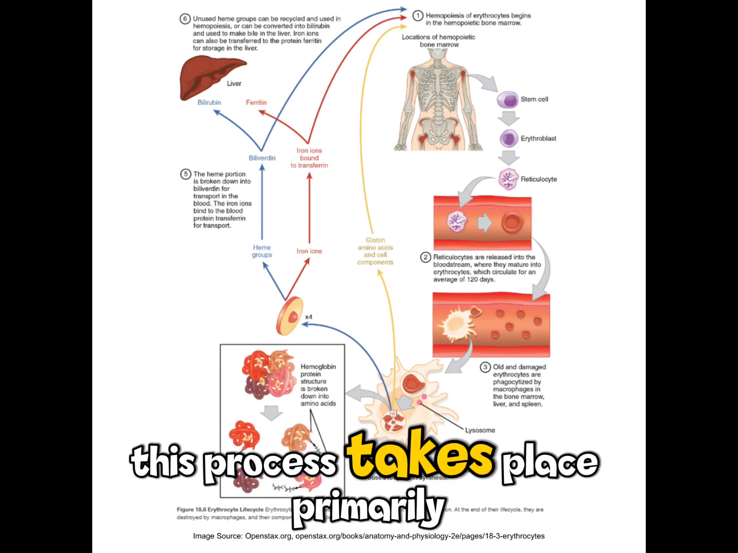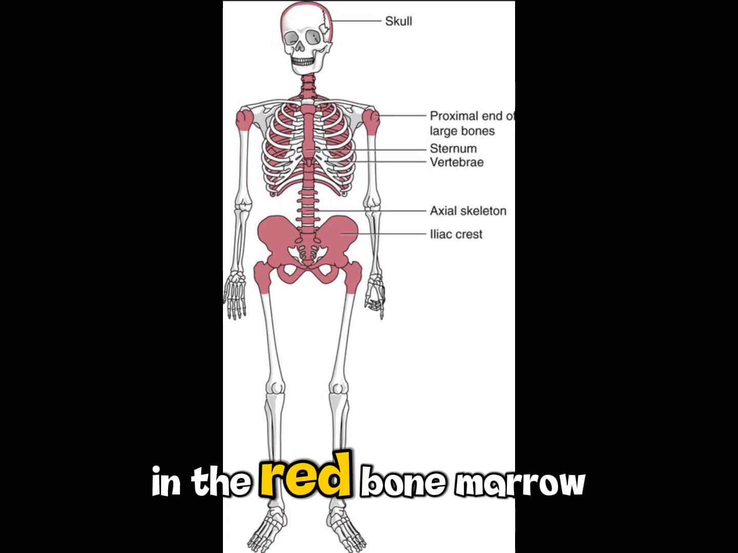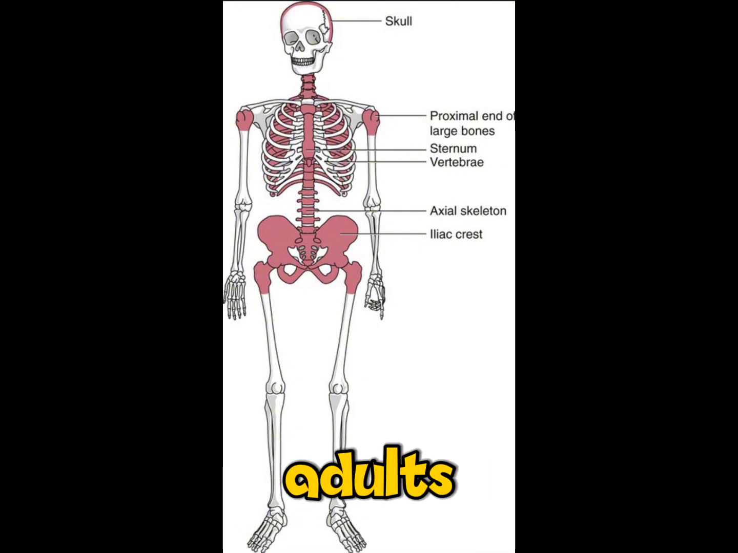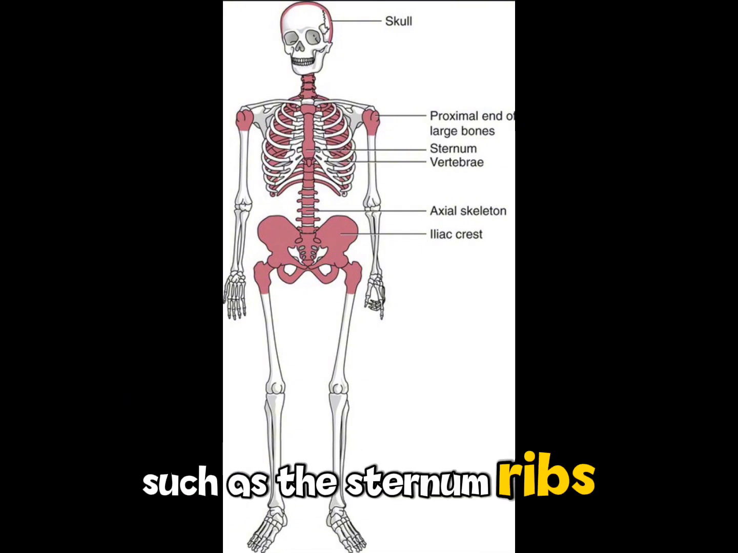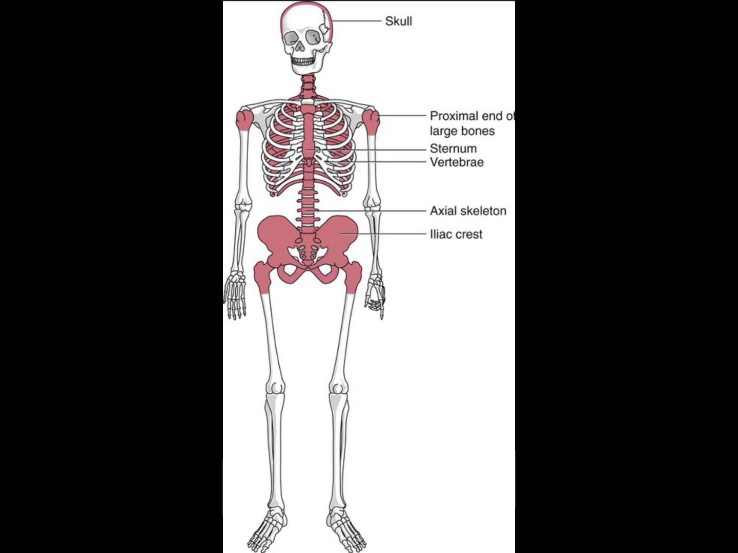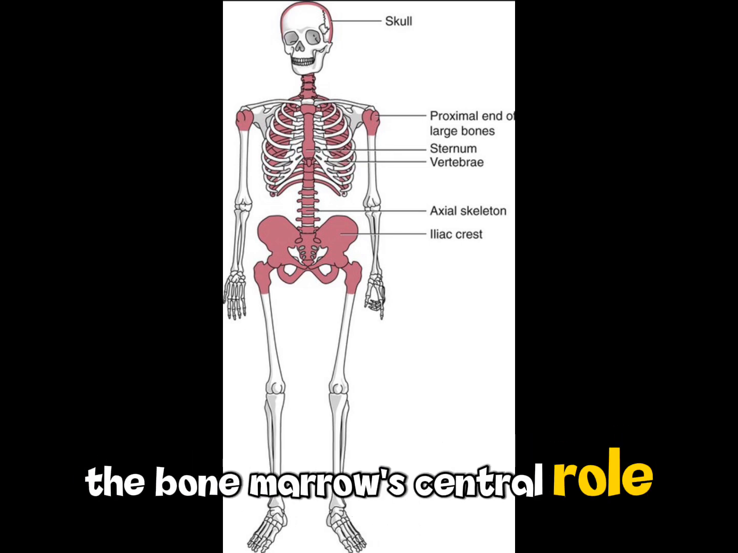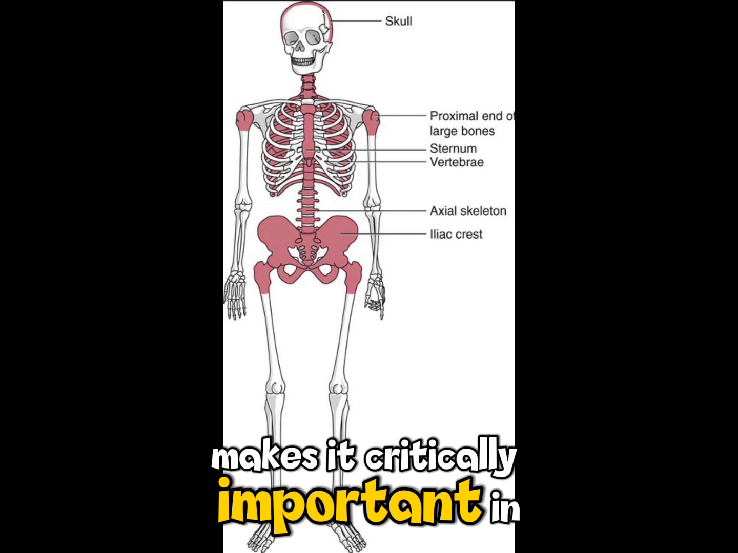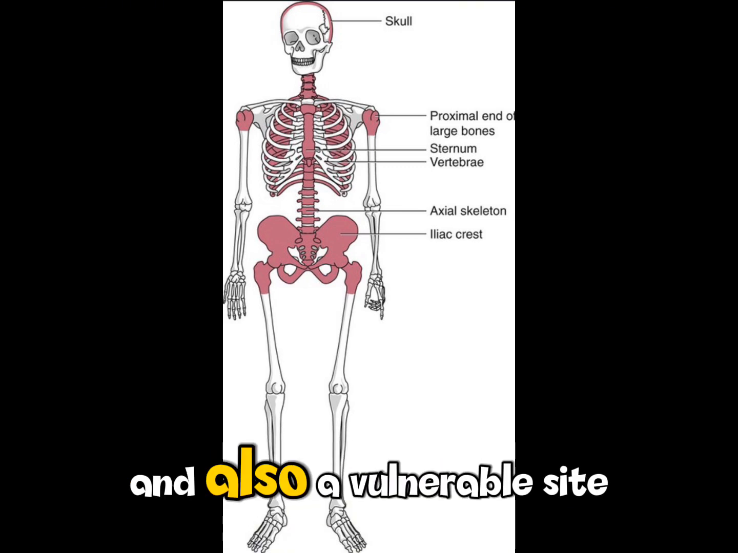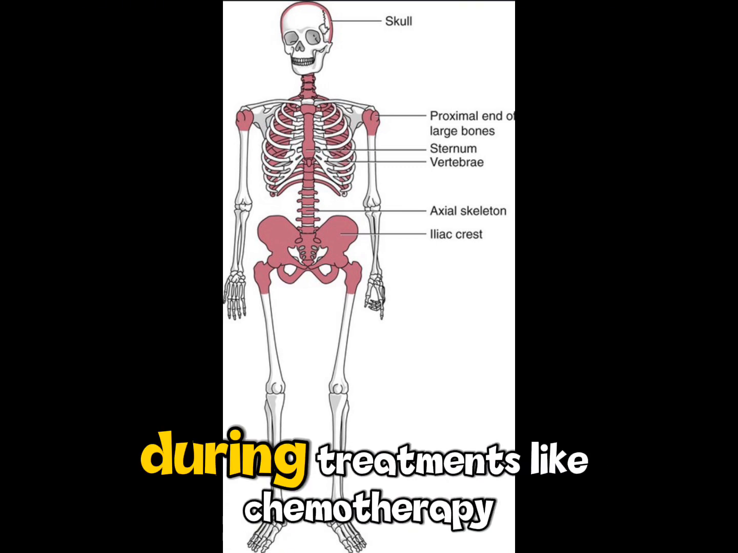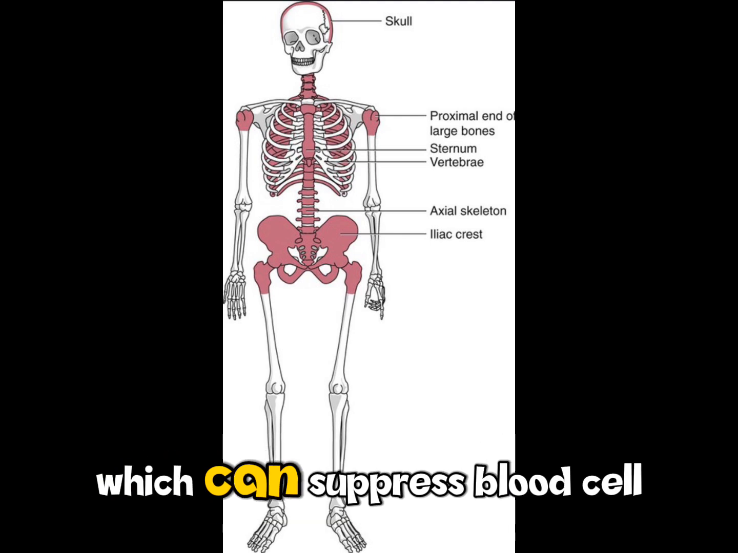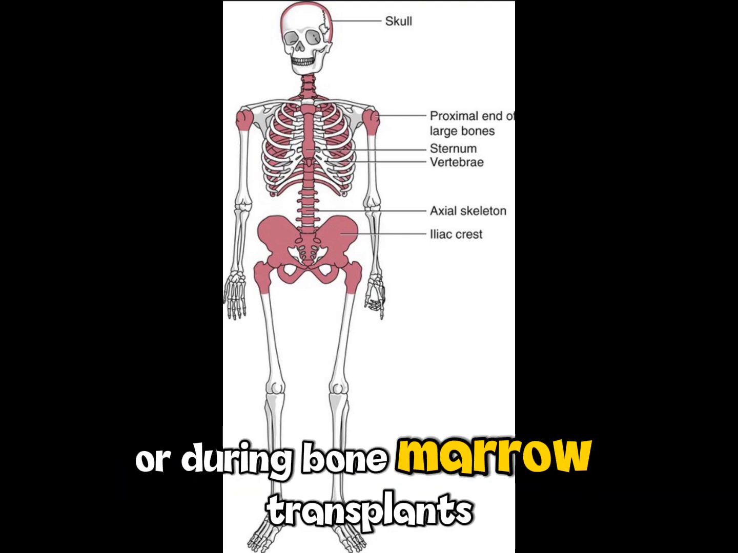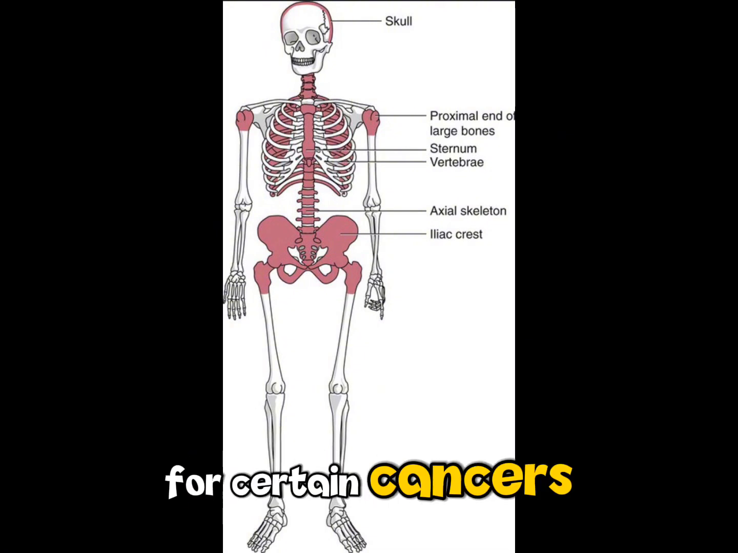This process takes place primarily in the red bone marrow, found in flat bones of adults, such as the sternum, ribs, pelvis, and vertebrae. The bone marrow's central role as the blood cell factory makes it critically important in many blood disorders and also a vulnerable site during treatments like chemotherapy, which can suppress blood cell production, or during bone marrow transplants for certain cancers.